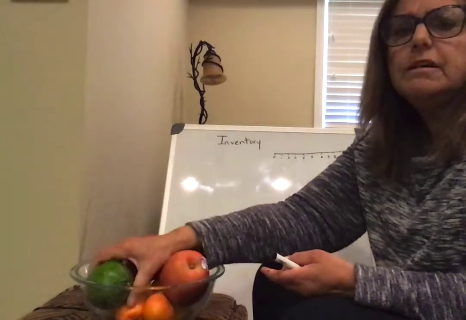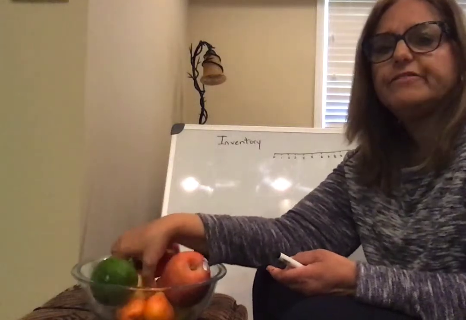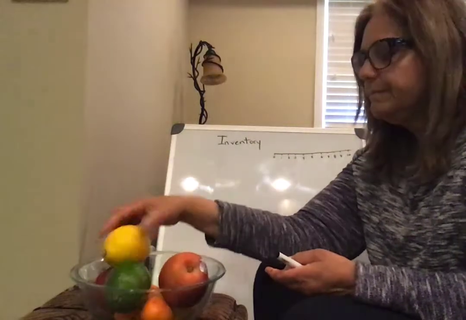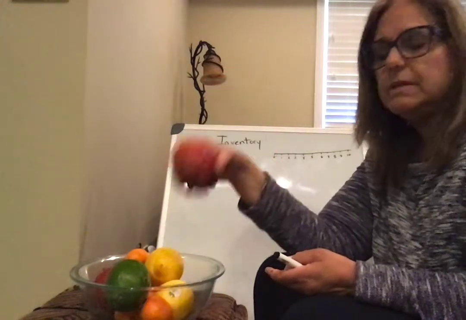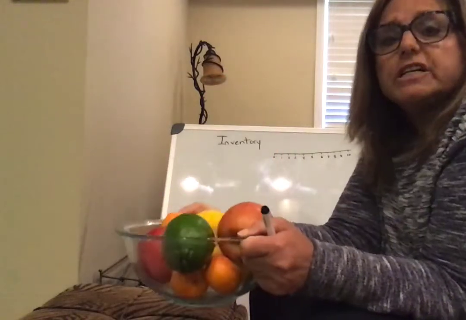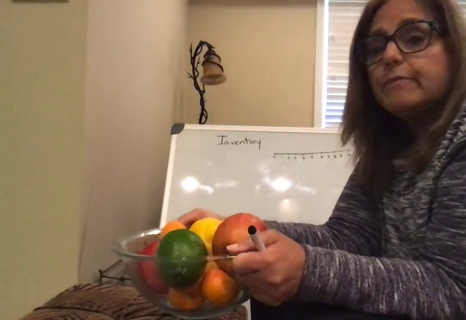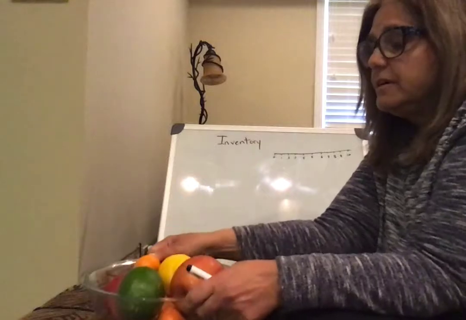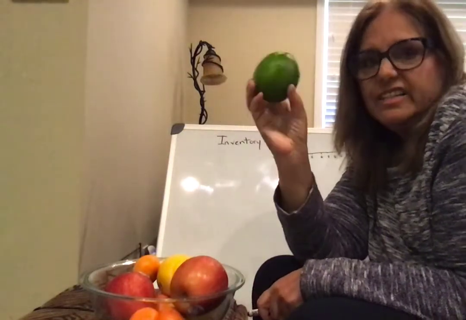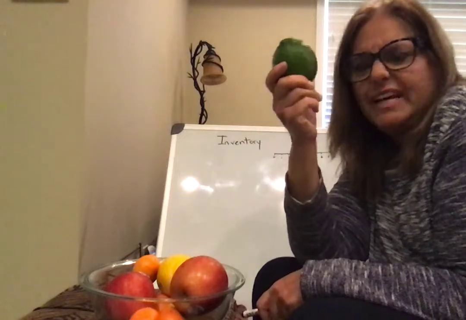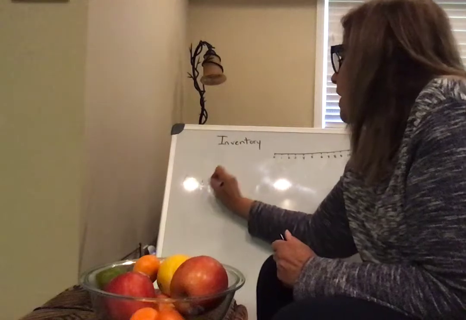So in my fruit bowl, I have a lime, I have lemons, I have clementines, and I have apples. This is my collection, a bowl of fruit. In my collection, I'm going to count how many of each fruit I have. First I'm going to count my lime. It looks like a lemon, but it's green, and I only have one of those. So I'm going to put one lime.